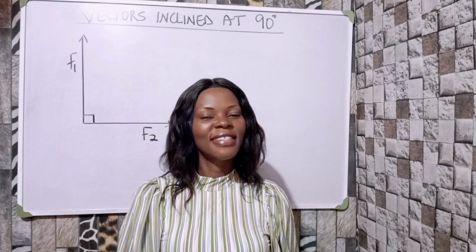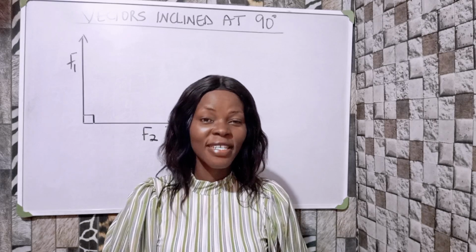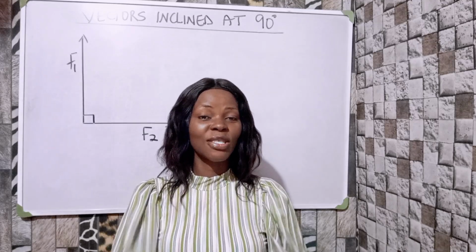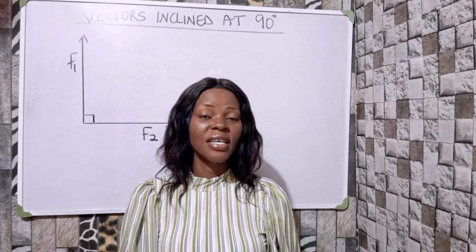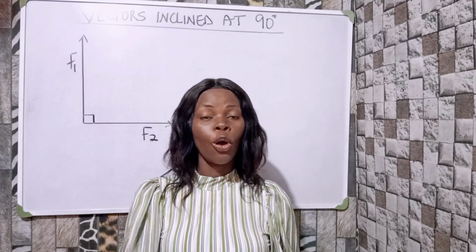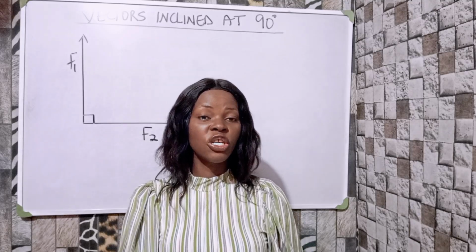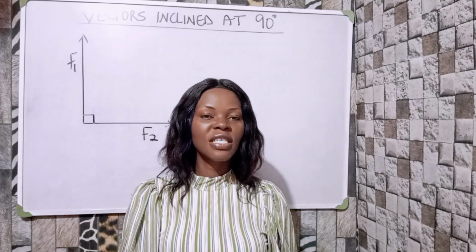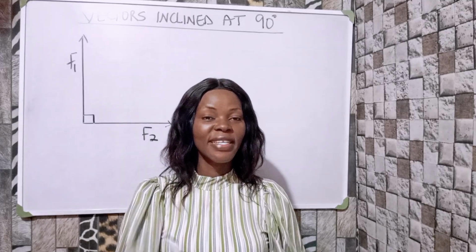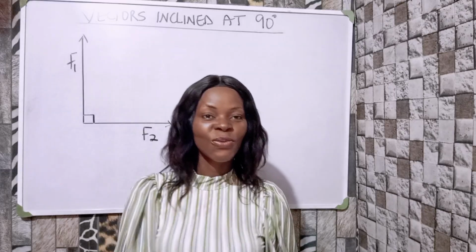Today we are going to look at vectors inclined at 90 degrees. This 90 degrees is the same thing as right angle vectors. A situation whereby two vectors are inclined at right angle, or we can say that the two vectors act perpendicular to each other. I want you to watch this video to the end so that you can understand how we can solve these vectors inclined at 90 degrees. Stay tuned.